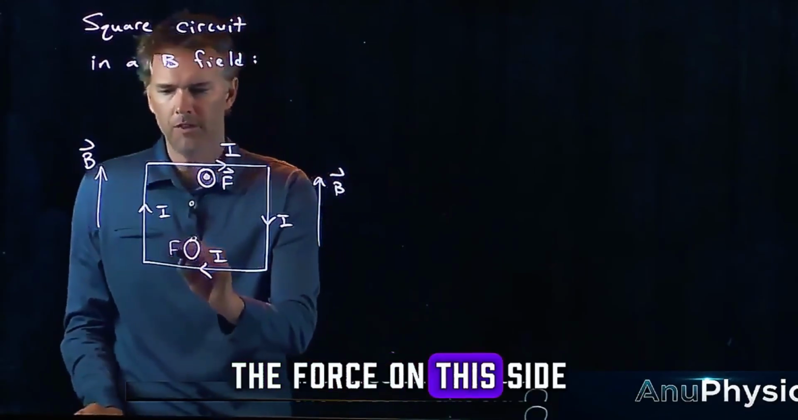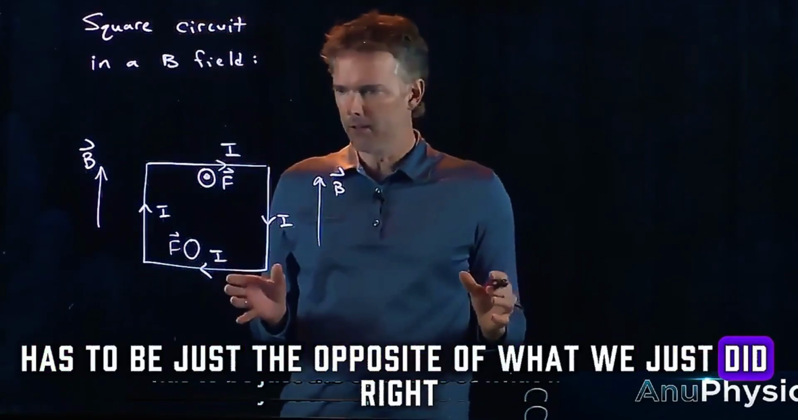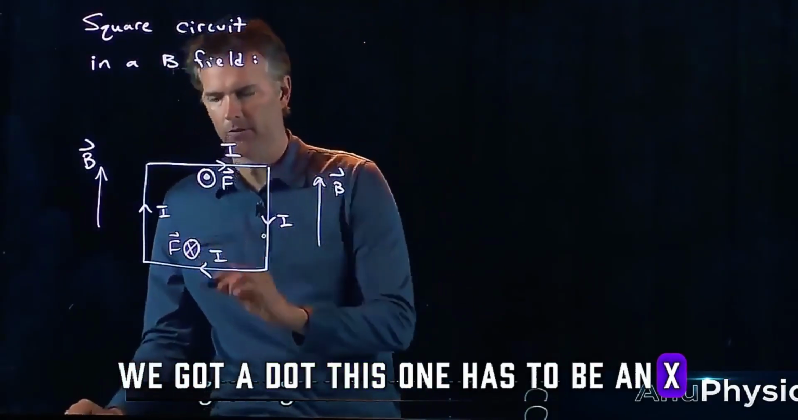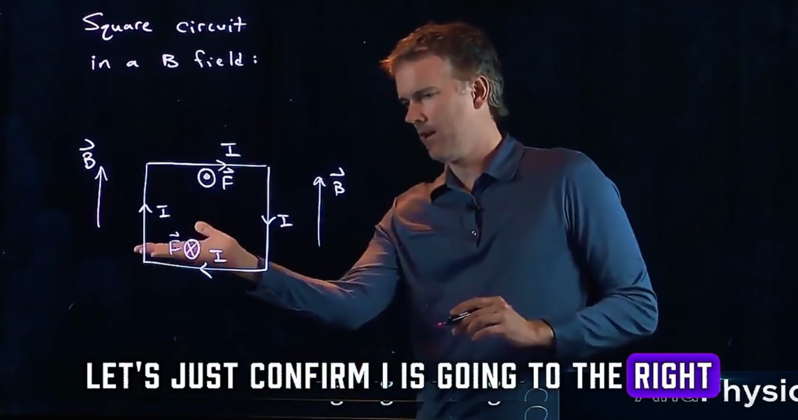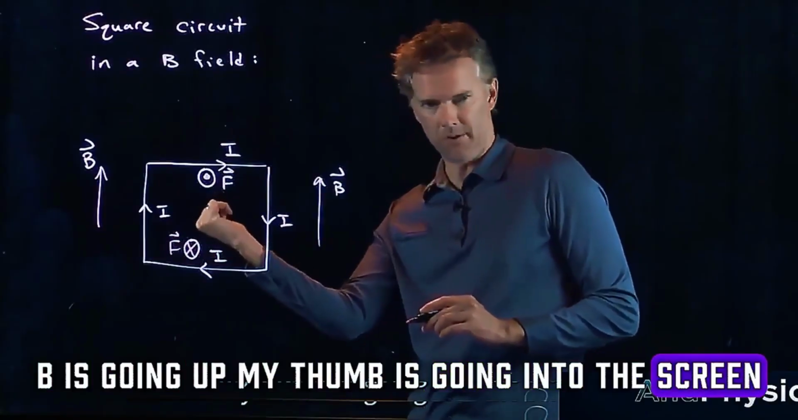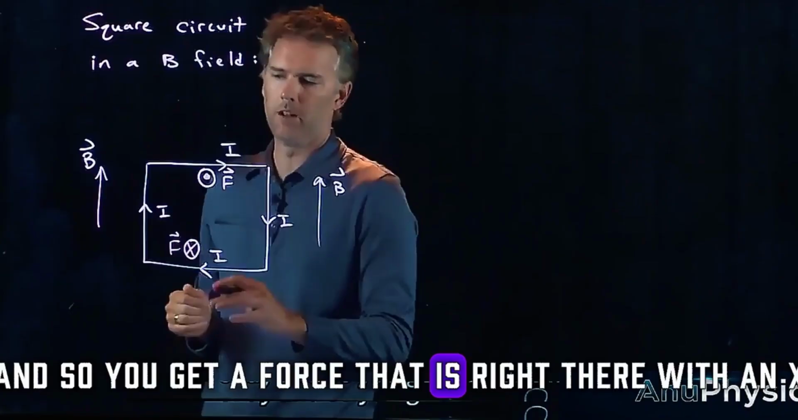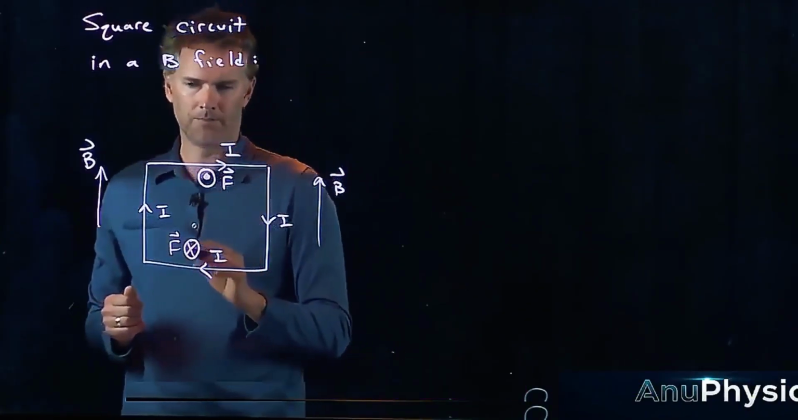What about this side? The force on this side has to be just the opposite of what we just did, right? We got a dot. This one has to be an X. Let's just confirm. I is going to the right, B is going up, my thumb is going into the screen, okay? And so you get a force that is right there with an X into the screen.